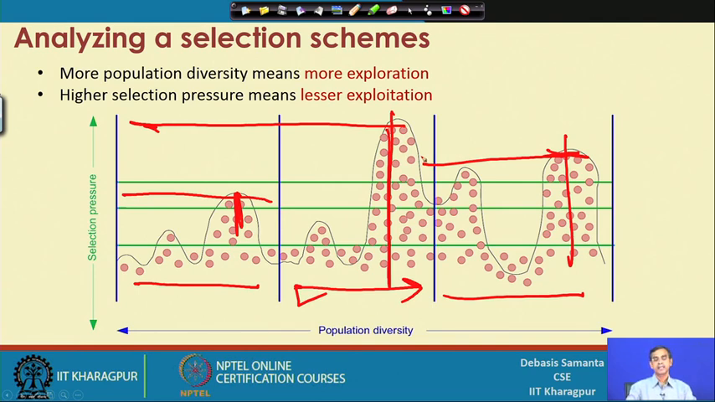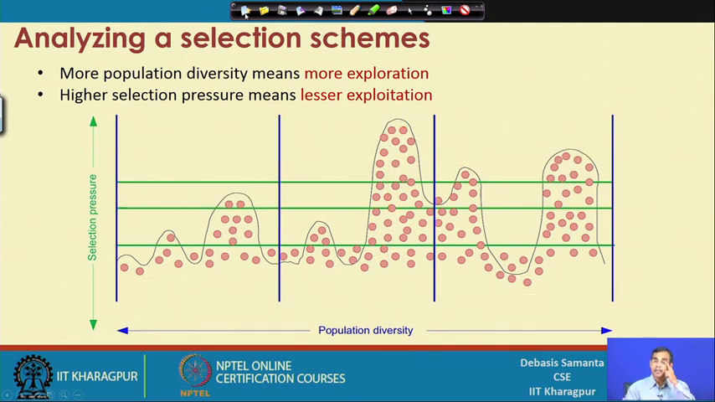Here, selection pressure means lesser exploitation, because if we take this population and the selection pressure is this one, then our optimum value will be confined to this. So we will not be able to exploit the better results that could be had if the selection pressure were something else. This is the concept. In summary, we can say that more population diversity means more exploration, and higher selection pressure means lesser exploration. So it is basically exploration versus exploitation in the mechanism.